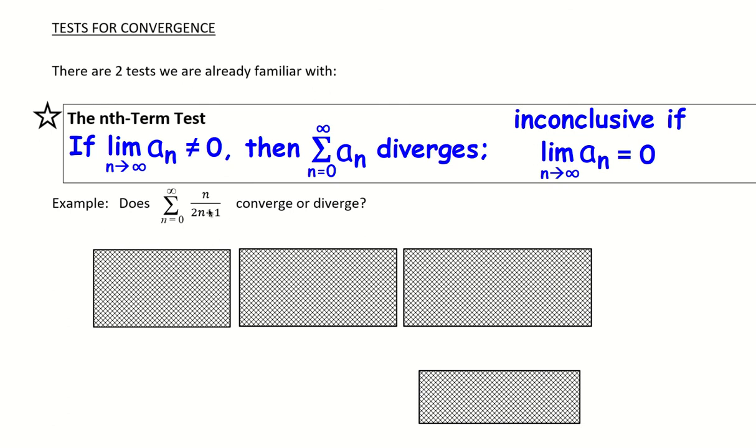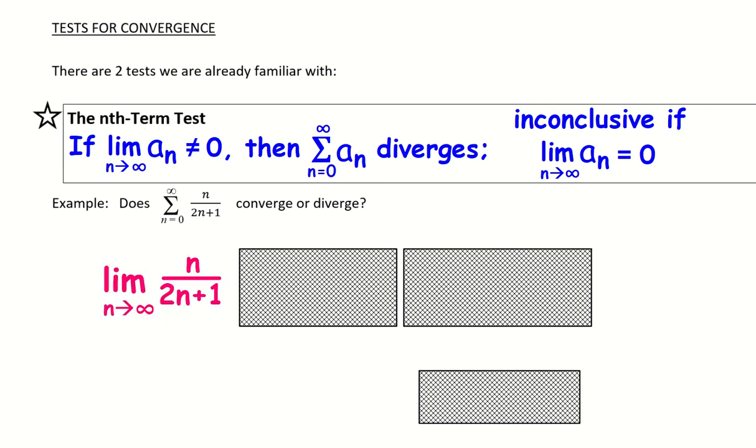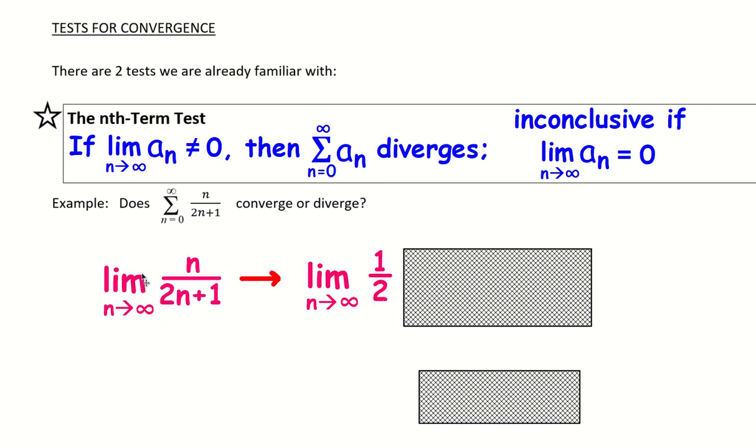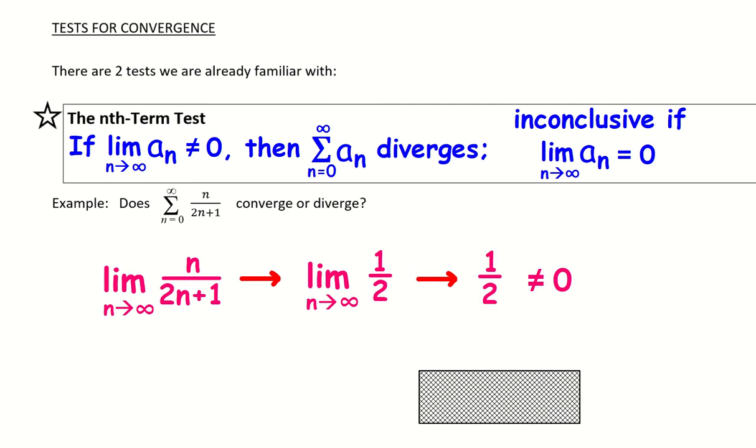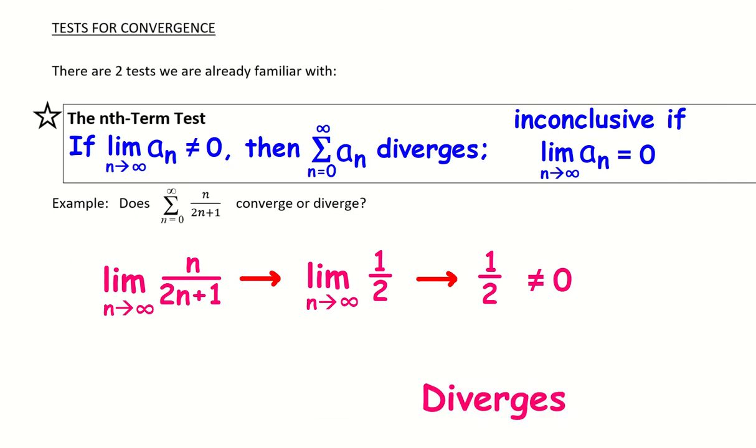So, example, does this series converge or diverge? Well, if we run this nth term test, and we realize that the terms themselves are basically approaching 1/2, then according to this test, this series has to diverge. Okay?